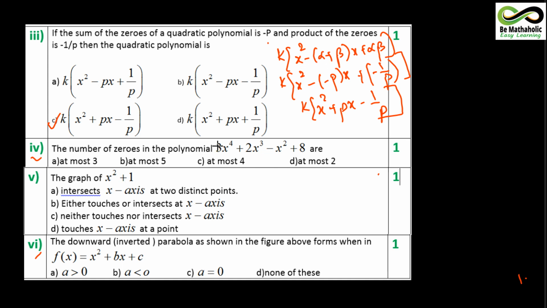The number of zeros in the polynomial is, now what do you see here children? As I said earlier, number of zeros depends upon the degree of the polynomial. So if this polynomial is a biquadratic polynomial, definitely it will have at most 4 zeros. So the answer is C. Now we come to the question: the graph of this intersects x-axis at 2 distinct points, either touches or intersects x-axis, neither touches nor intersects x-axis, touches x-axis.